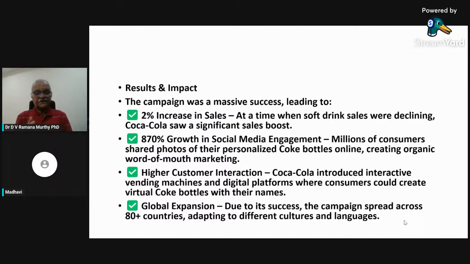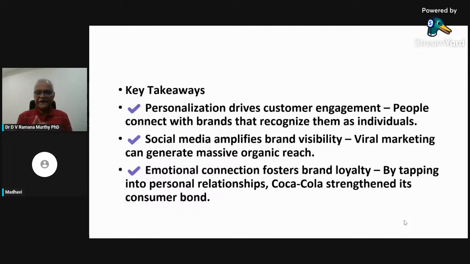And of course, global expansion. Due to the success of that particular campaign, it spread across 80 plus countries. Fantastic. Spread across 80 plus countries, adapting to different cultures and languages. Such a fantastic impact has been created by Coca-Cola because of that particular Share a Coke campaign.